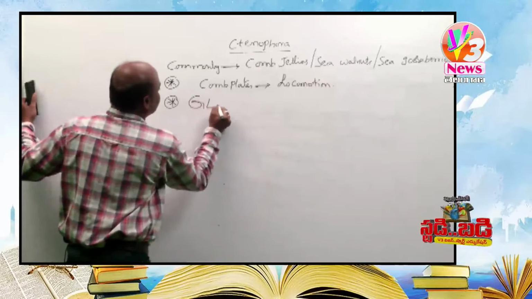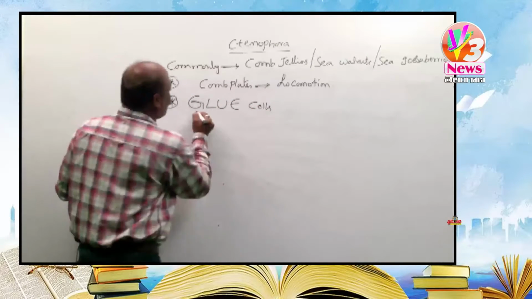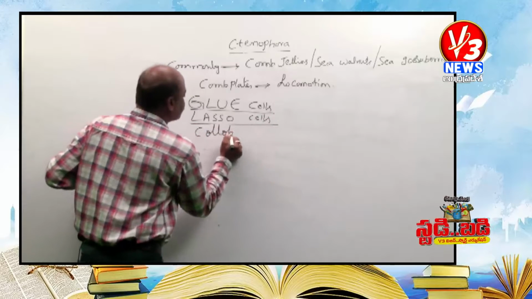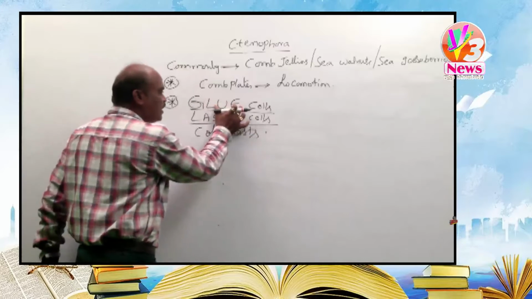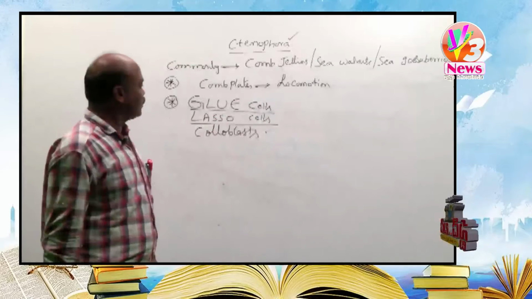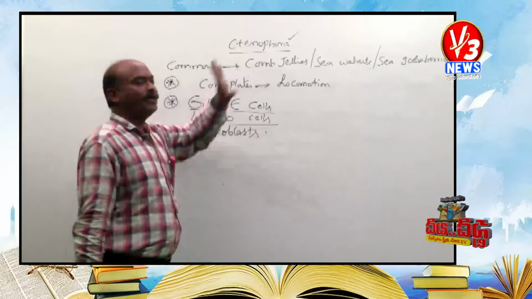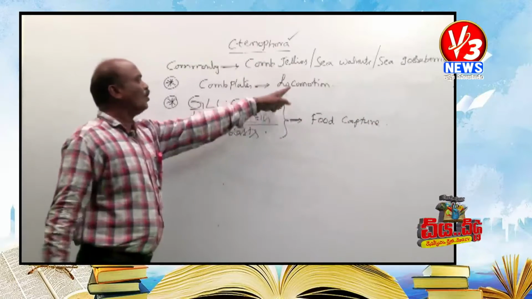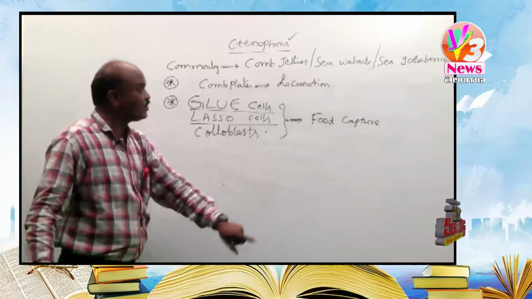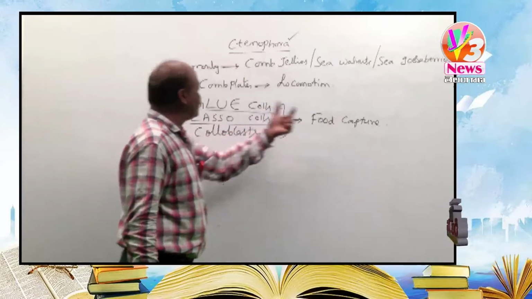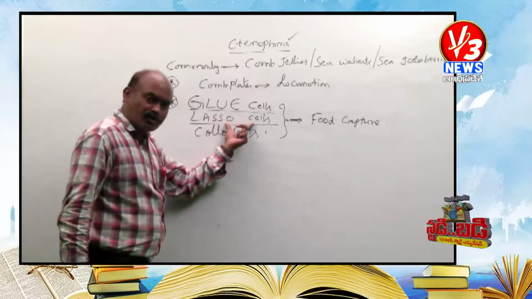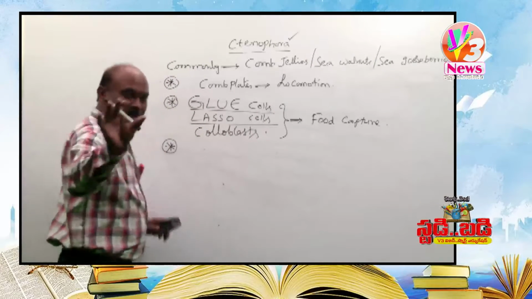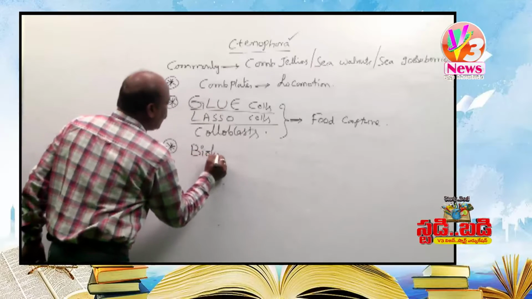And one more special character: for food capture, one type of specialized cells is present. What are those special cells? Glue cells. They are otherwise called lasso cells, otherwise called colloblasts. These are special cells present only in ctenophores. What is their function? Simple thing, they are useful for food capture. For locomotion, 8 rows of comb plates. This is a special character of the ctenophores, and for food collection the specialized cells are glue cells, or lasso cells, or colloblasts.